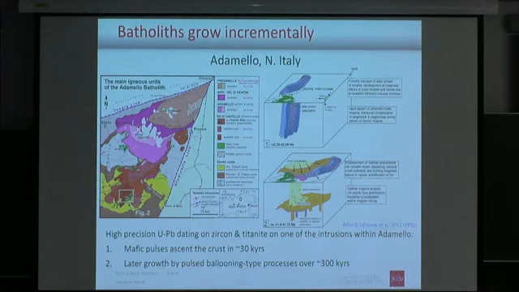tonalitic rocks, and that this happened over a time scale of about 300,000 years, whereas the mafic pulses came in faster. So again, here we can clearly show that this pluton has been grown by several smaller batches of magma.